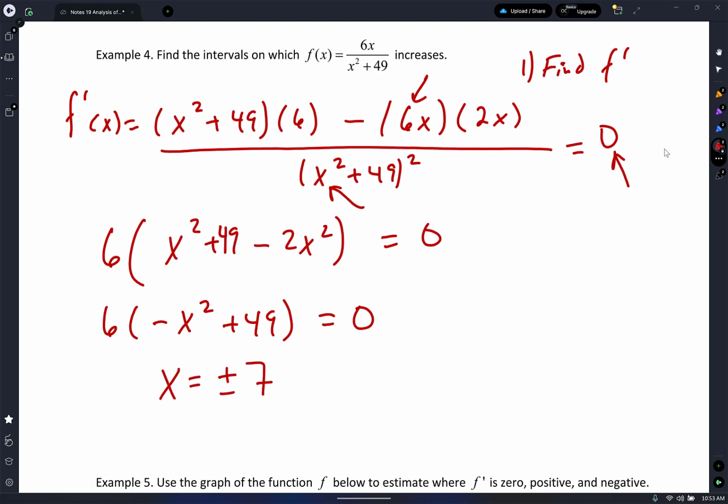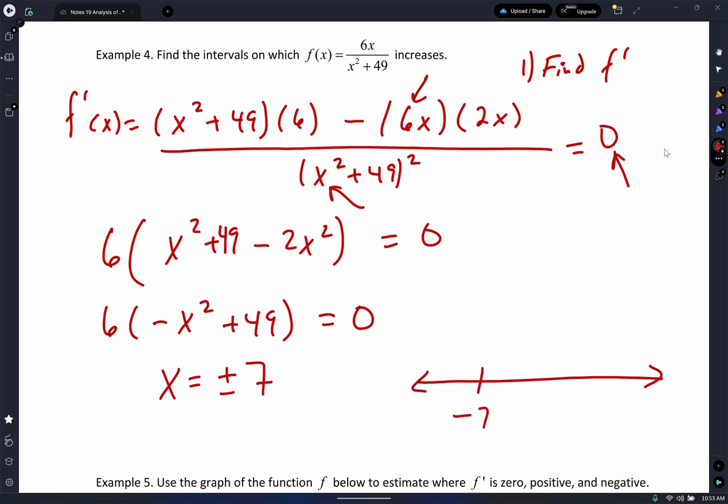Does everyone see how I got plus or minus 7? 7 squared is 49. I have a negative in the front. Negative 49 plus 49 is 0. Negative 7 squared is a positive 49 again, but I still have a negative in the front, so negative 49 plus 49 is 0. Yay or nay? Perfect.